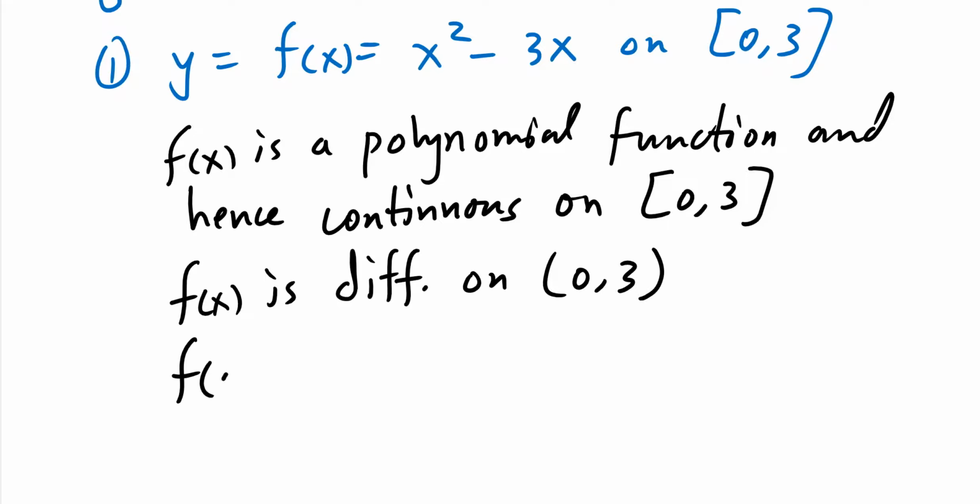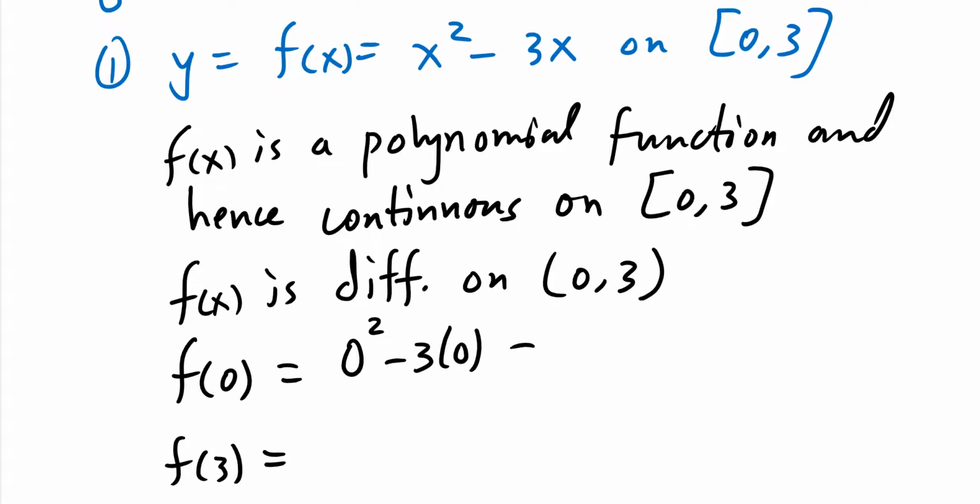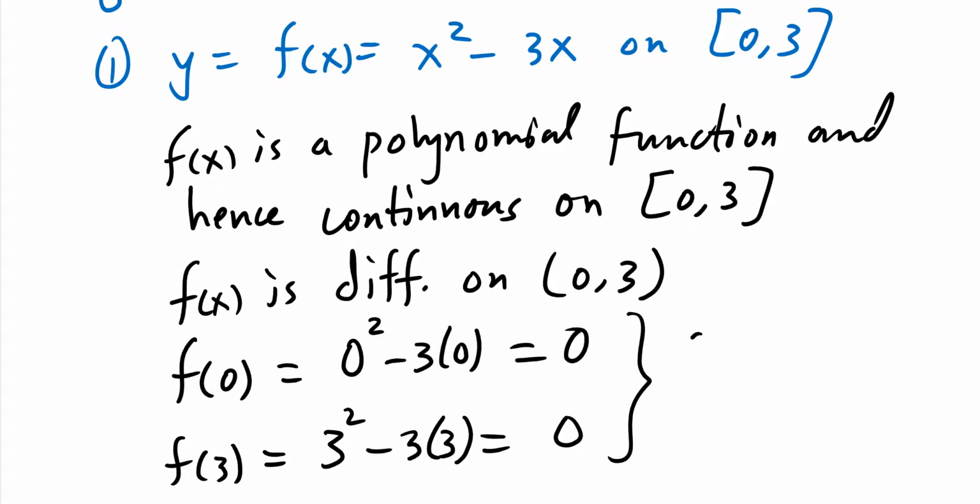What about f of 0 and f of 3? Are they the same? Well, let's see. That's 0 squared minus 3 times 0. That's 0. And f of 3 is 3 squared minus 3 times 3. 9 minus 9 is 0. So they are the same. So the three conditions of Rolle's theorem are met.